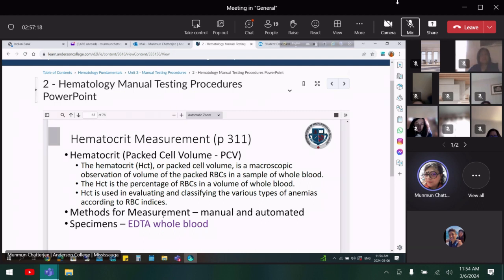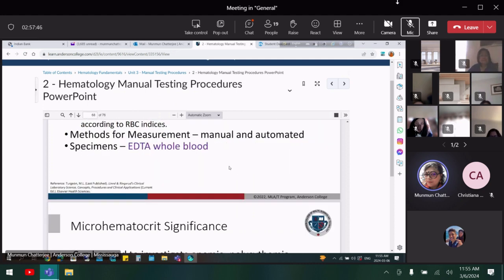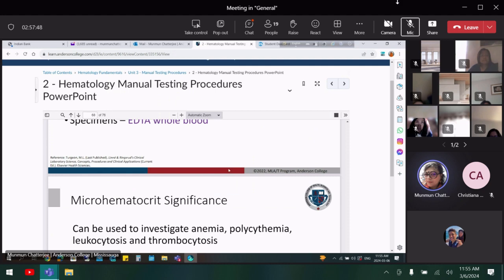So it is used in evaluating and classifying various types of anemias according to the RBCs. Not only the anemias, also if there is any problem in the blood cell counts. So how do you do the measurement? We can do manual and automated. Nowadays, hematocrit is also automated. For specimens, you can take the EDTA whole blood or you can do the capillary puncture.